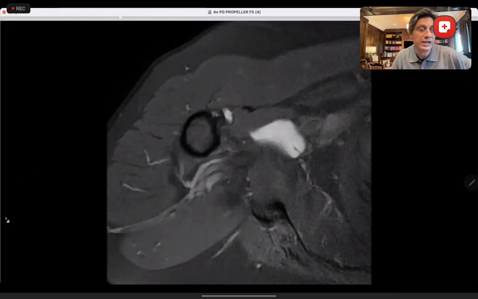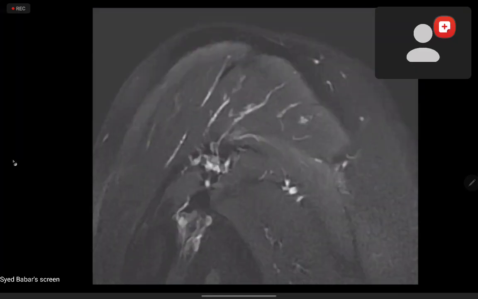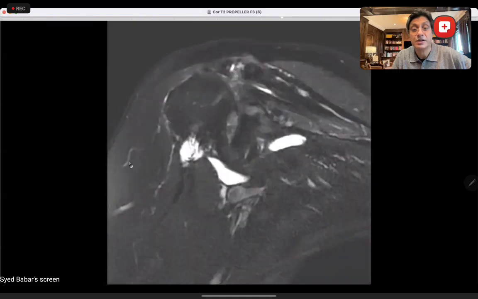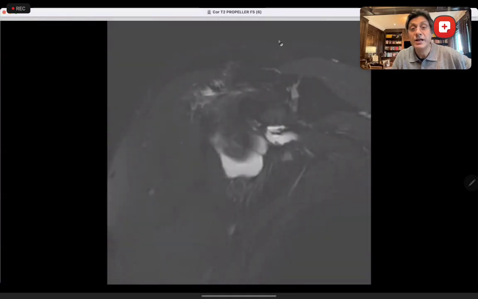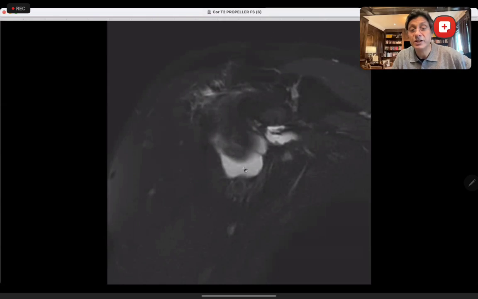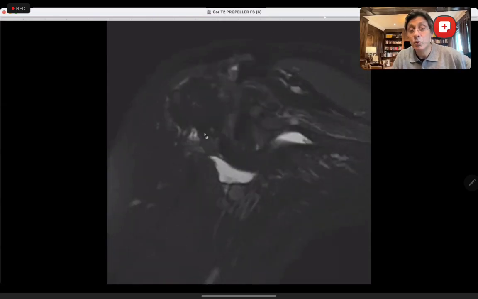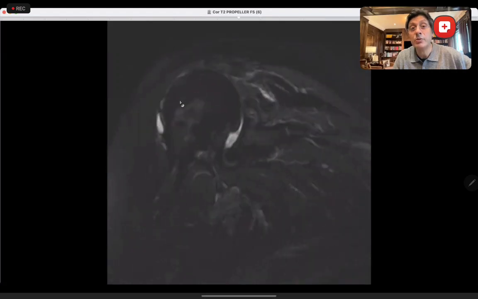What sequence should we go to next? The coronal. So this is the coronal sequence. We'll start right at the front, which is this here. Right at the front, what we see is fluid in the subscapular recess, which is the same. You can see the tendon, but you'll see it better on the axial and sagittal, the subscap. The supraspinatus is the one that we want to look at. Where's the supraspinatus tendon?